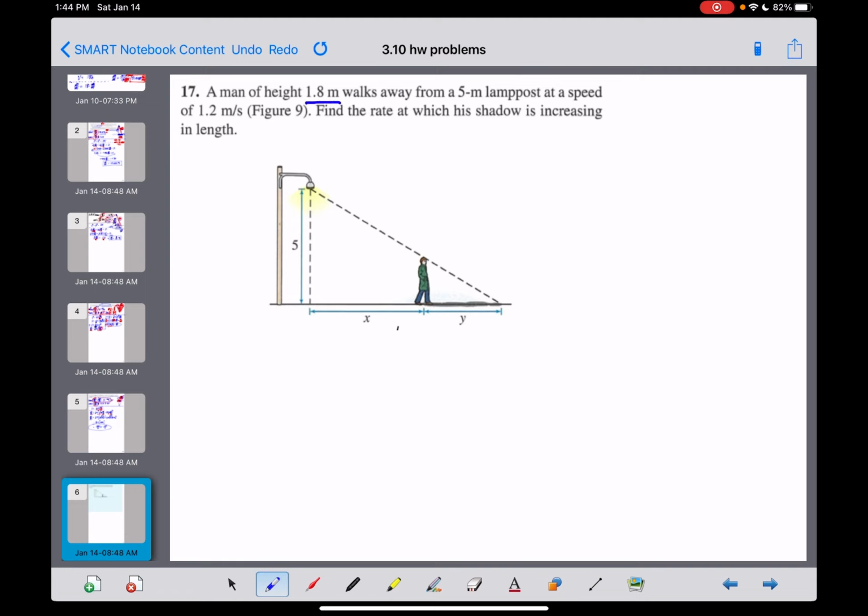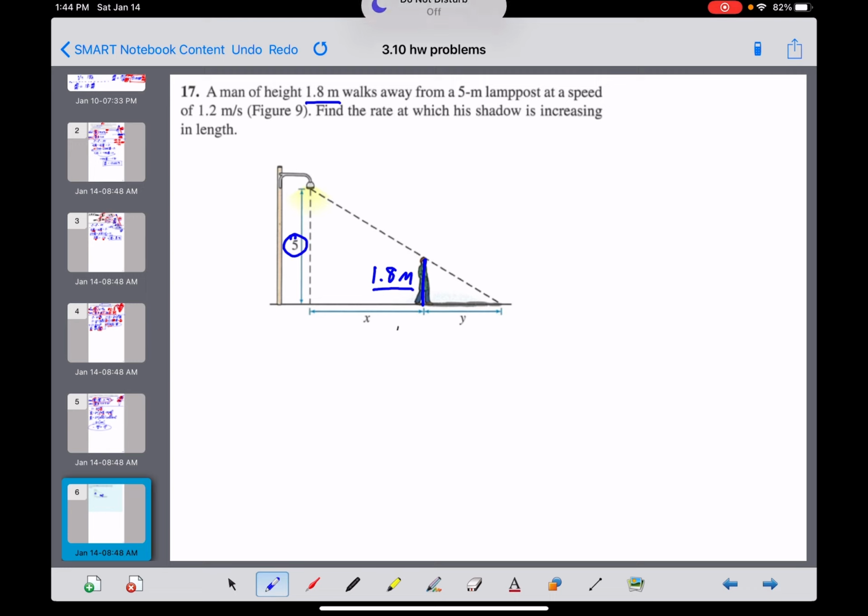The height of the man in question is not a variable quantity. So in terms of how tall this guy is, 1.8 meters is a fixed amount, so we don't need a variable there to represent the height of the man. That's a constant value, so let's remember that. He's walking away from a 5-meter lamppost, and that's also a fixed quantity right there. The height of the lamppost isn't changing as the guy walks further away. And he's walking away at a speed of 1.2 meters per second.